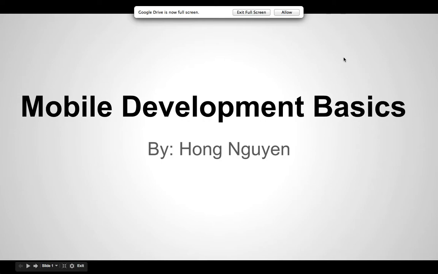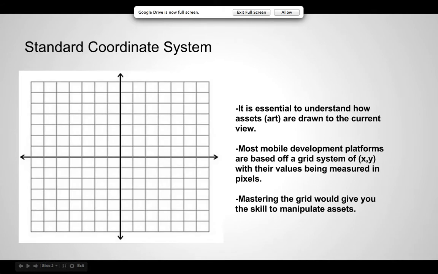Alright, the basics of mobile development. Mobile development has a very standard coordinate system. It's very essential that you understand how to draw assets onto the screen. Most development platforms are based off of a grid system using X and Y. So a positive X would go out and a positive Y would go up a certain amount, and vice versa for negative values.